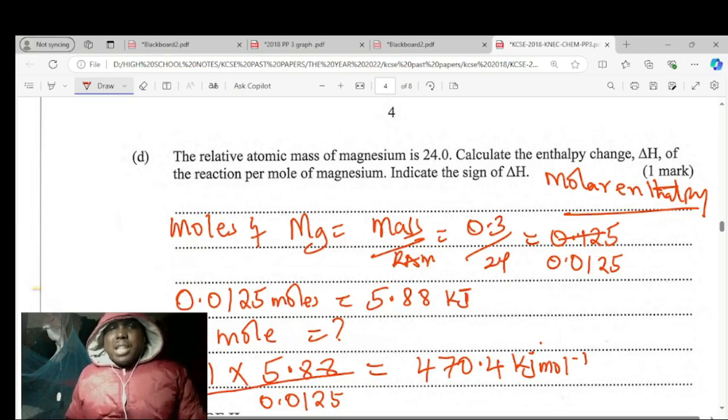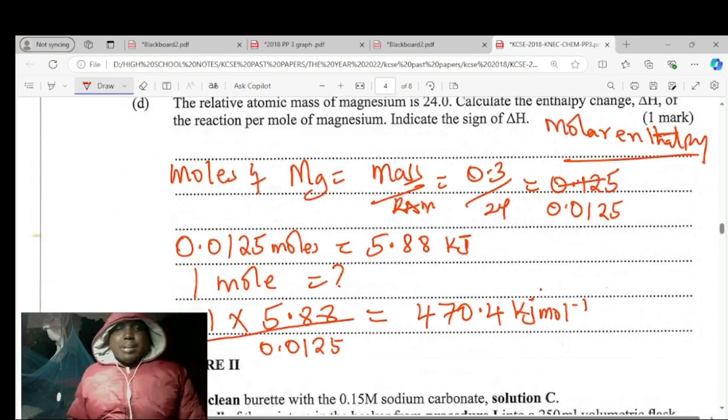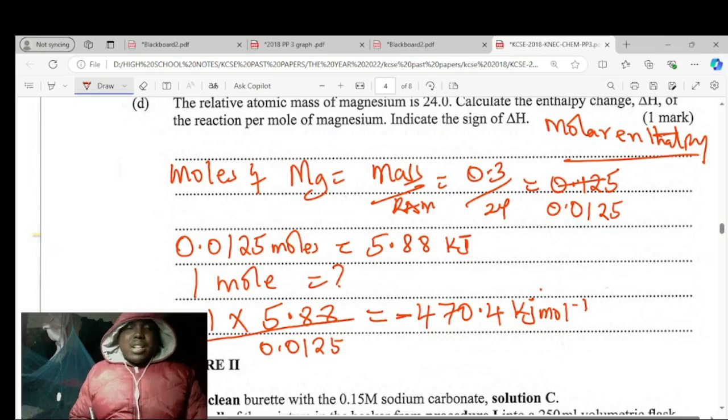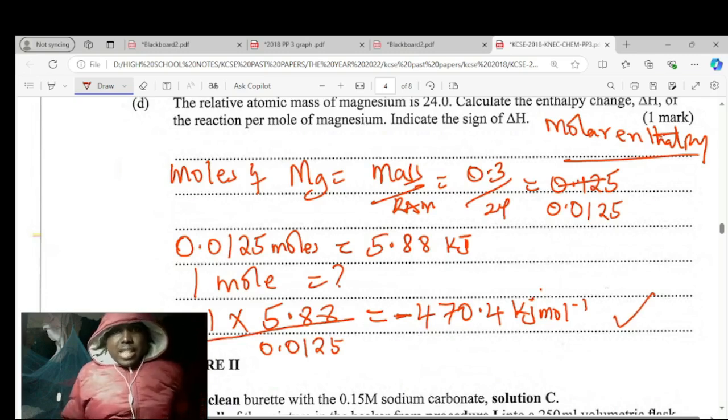So be careful. Remember the reaction, the temperature was increasing from 22, 43, 47, 48. So the reaction is exothermic. Whenever the reaction is exothermic, you indicate it by writing the negative. Therefore, the final answer should be negative. So the answer should be negative 470.4 kilojoules per mole, and that is the molar enthalpy. The negative shows that the reaction was exothermic.